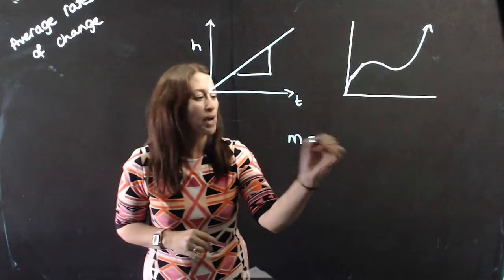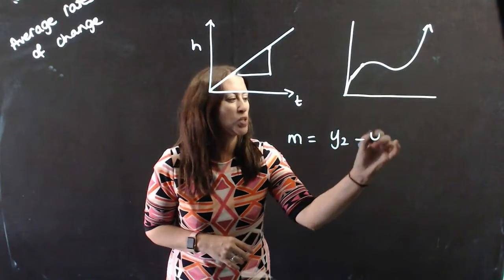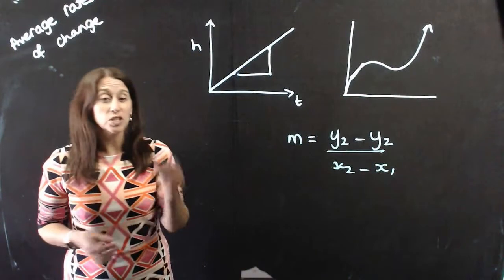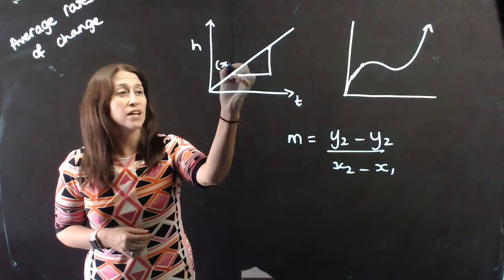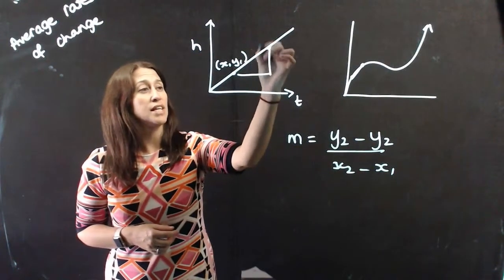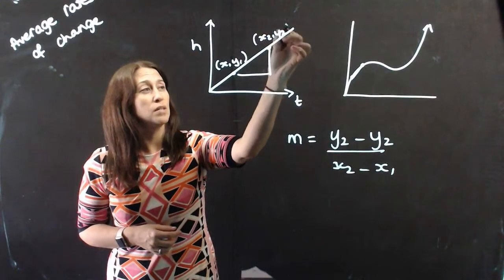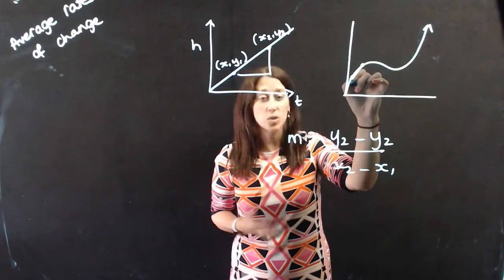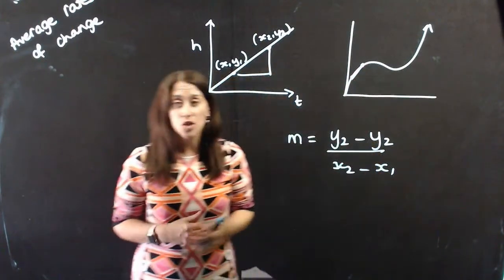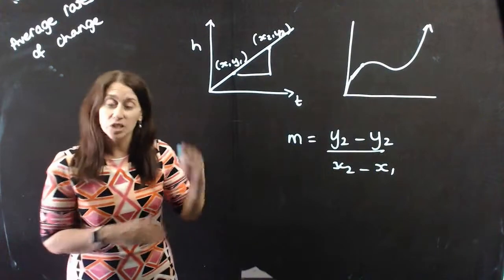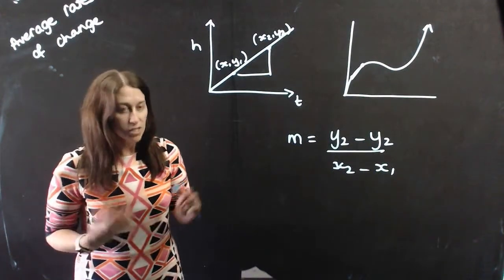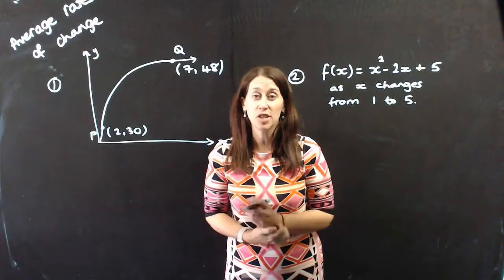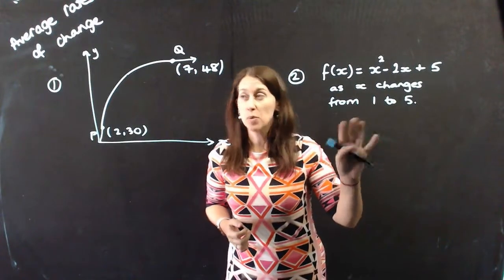So you may have seen the formula y2 minus y1 over x2 minus x1, where the first coordinate, for argument's sake, is x1, y1, and the second coordinate is x2, y2. And so you'd use the formula. Same with this one here. This could be the coordinate x1, y1, and this could be the coordinate x2, y2, and you'd work out that average rate of change between those 2 points. So let's do a couple of examples. I'm going to do one where I read the average rate of change from the graph, and another where I do it from a polynomial.